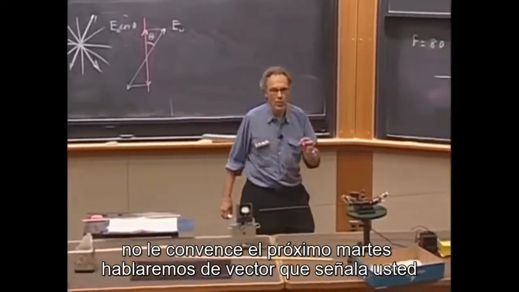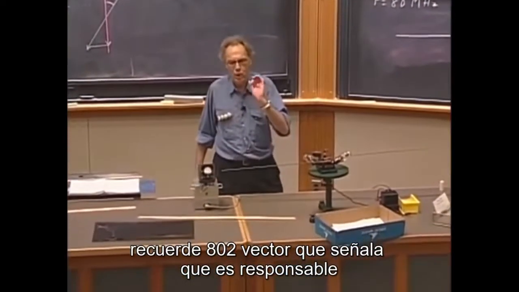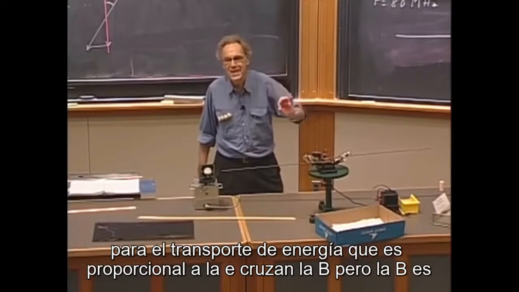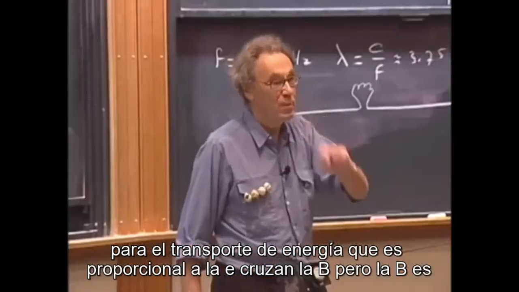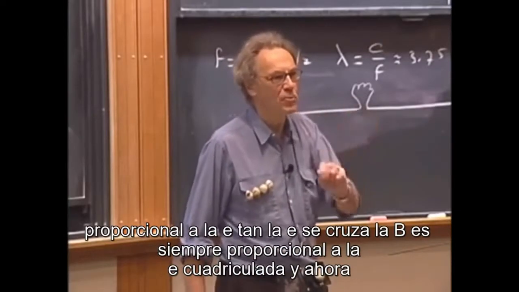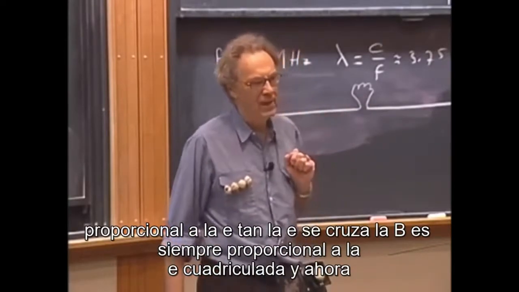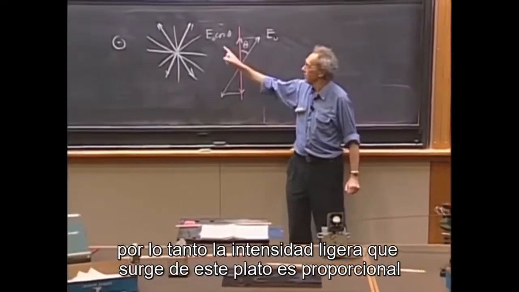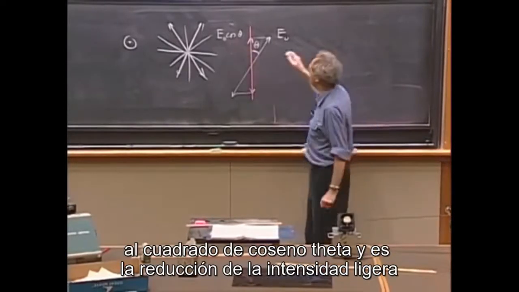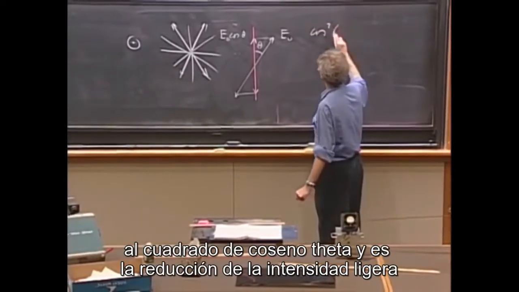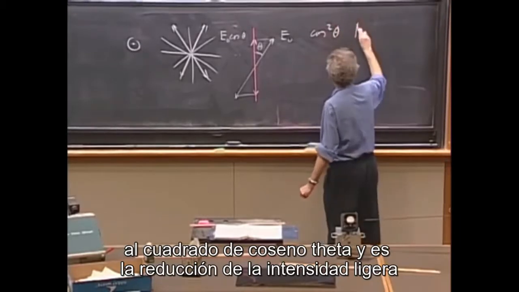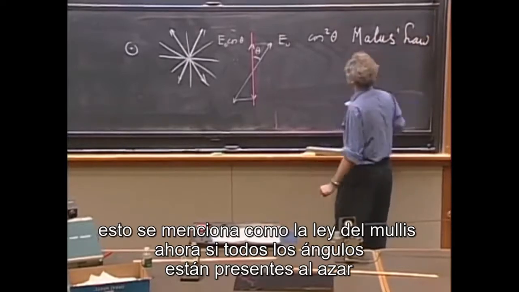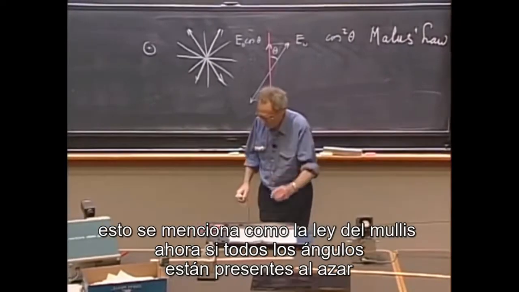If that doesn't convince you, next Tuesday we will talk about the pointing vector. You remember from 8.02, the pointing vector, which is responsible for energy transport, which is proportional to E cross B. But B is proportional to E. So E cross B is always proportional to E squared. And so therefore the light intensity that emerges from this plate is proportional to cosine square theta. And that is the reduction of the light intensity, and that is referred to as Malus' law.